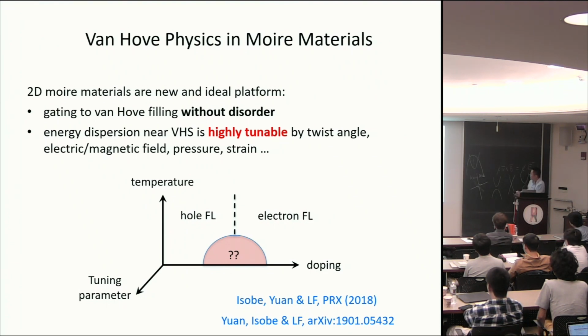So the question now is, what would the phase diagram be like as a function of doping, as a function of tuning parameters, as a function of temperature? We know that in the high temperature region, we change from an electron to a hole Fermi liquid when the Fermi energy crosses this Van Hove energy. But what happens at low temperature?